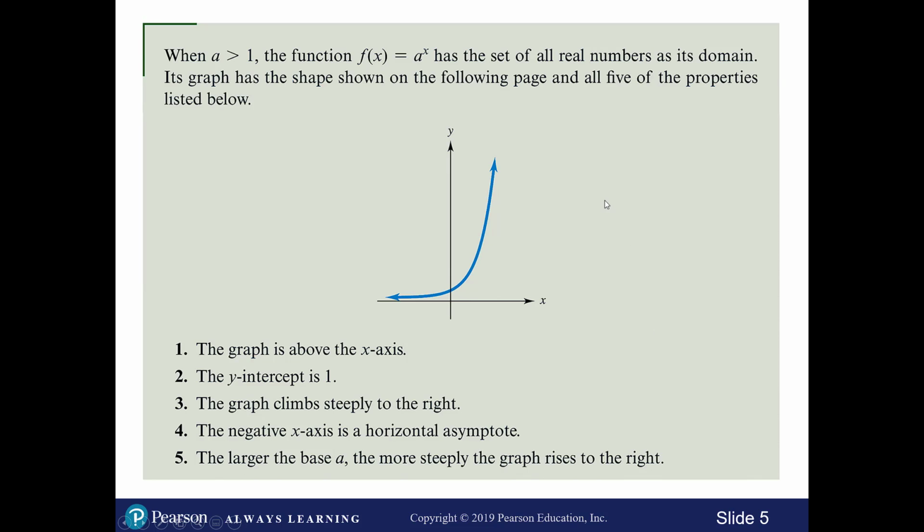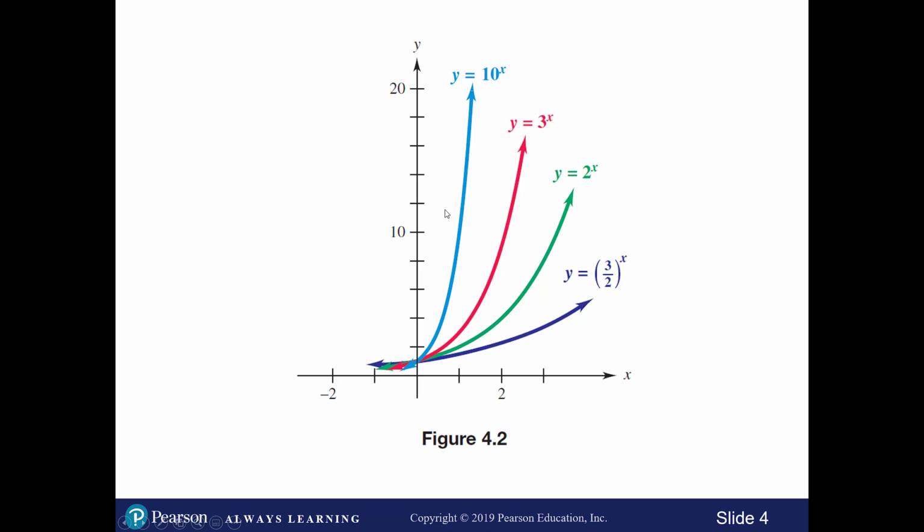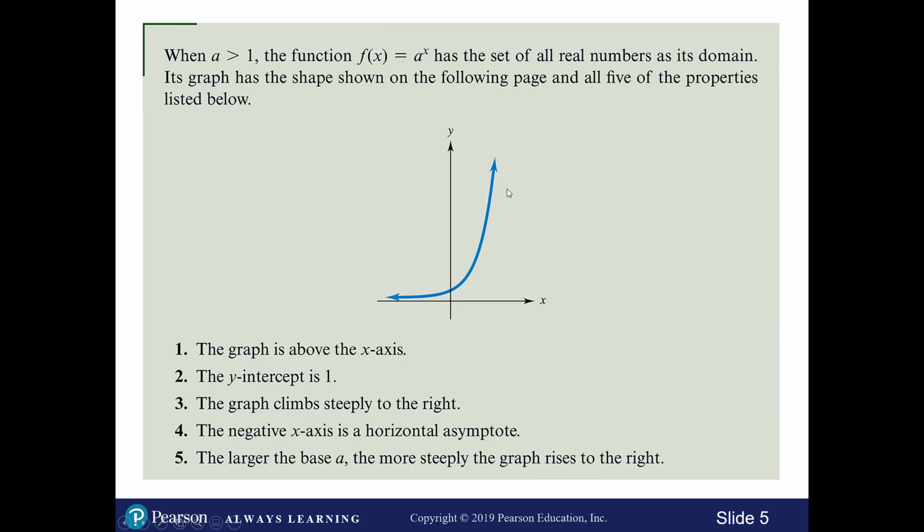And you will see that the shape of this function certainly has a lot to do, as you saw back here, with the value of the base. The graph will always be above the x-axis, so it can never go to a negative y value. The y-intercept is 1, because anything to the 0 power is 1. It climbs very quickly. Exponentials are very fast. It has the x-axis as its horizontal asymptote. And of course, as it says here, the larger the base, the more steeply the graph rises.